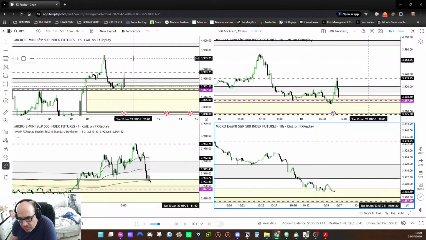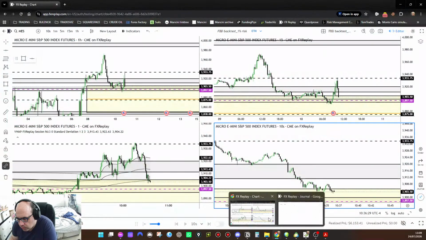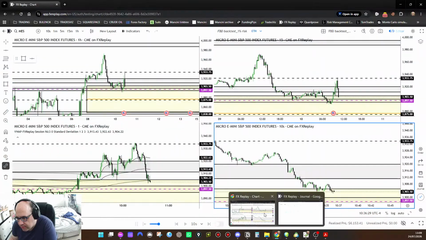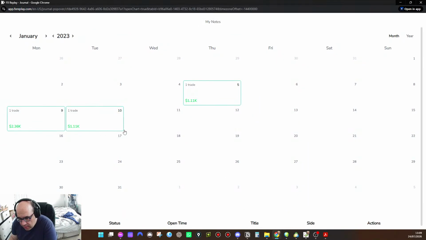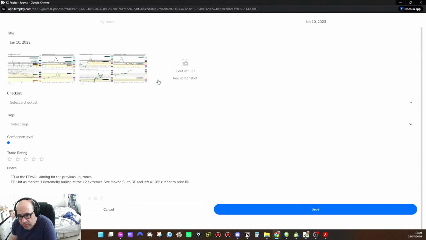I'm just gonna journal this one as well. I mean, I guess it's good to leave a runner just in case it goes higher, but I'm not sure if it's worth wasting 10% from each trade just for the one, like 5% probability, just for the runner to work out.